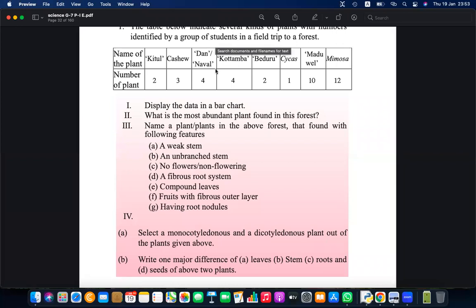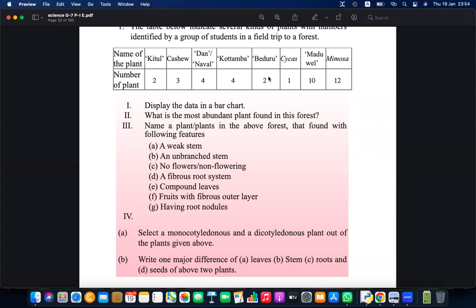Kitul has parallel venation. Cashew has reticulate venation. So Kitul belongs to, then what? It is in the book, but you have to write it here. Kitul is basically monocotyledonous. Cashew is dicotyledonous. Dan is dicotyledonous. Kotamba is dicotyledonous. Beduru is a non-flowering plant and cycas too. So we have to keep them without categorization.